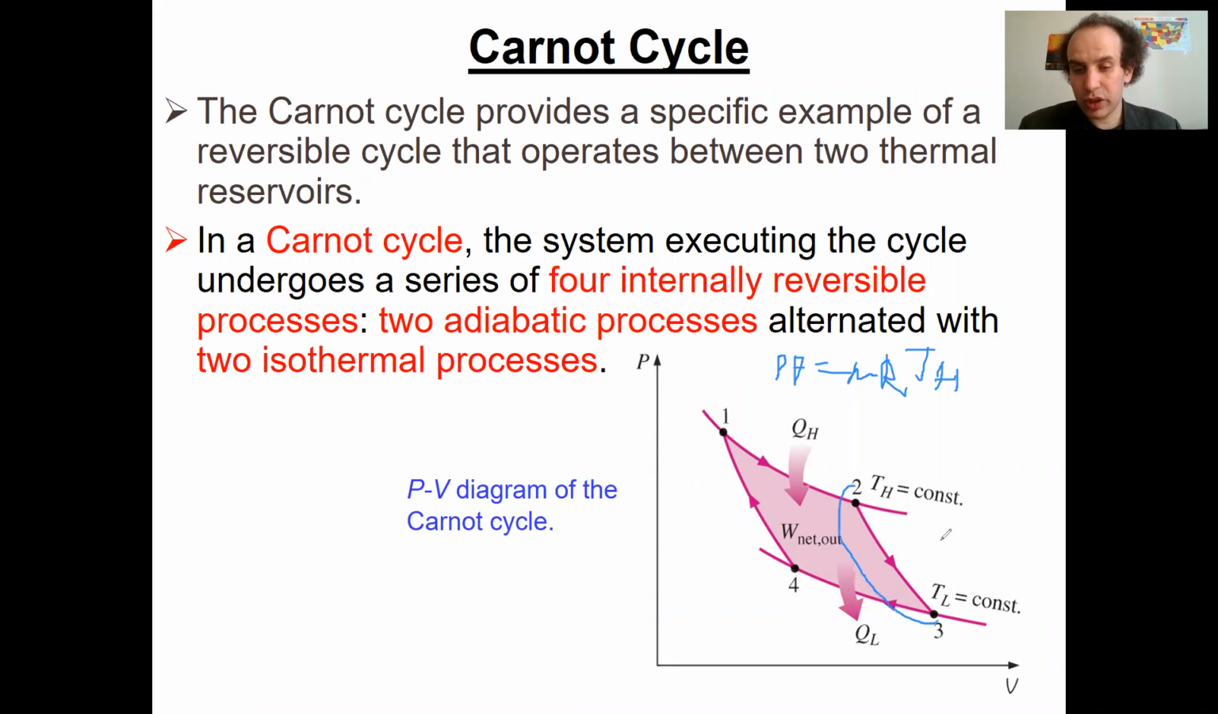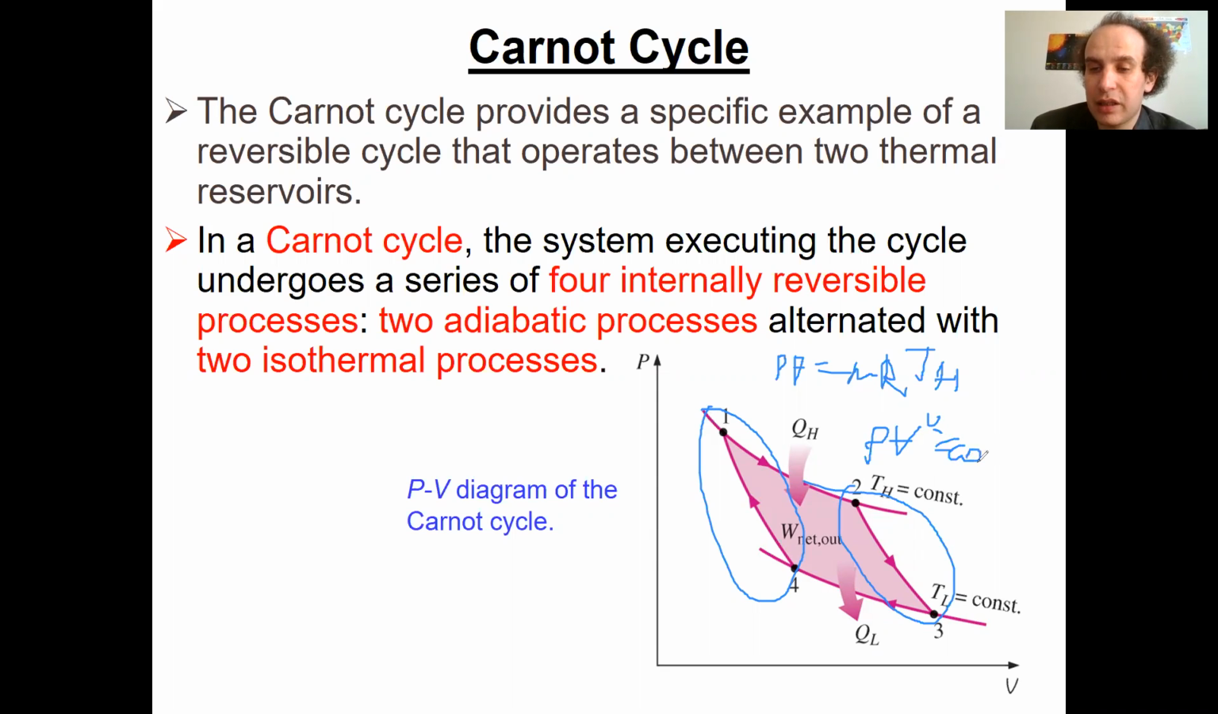For processes 2-3 and 4-1, what do we know? It's an adiabatic process. So it will be PV to the power k is constant, where k is Cp over Cv. It's an adiabatic exponent, right? That's what we'll get. That gives the relation between 1, 2, 3, and 4. And then you can find how you'll find your efficiency.